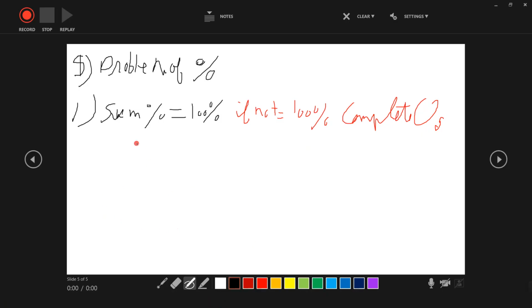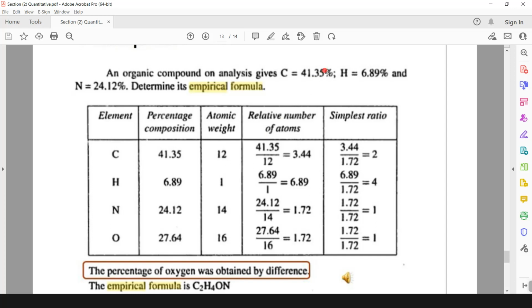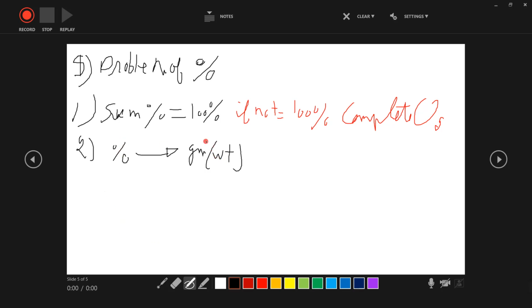Second step, to solve this problem, I will consider that all the percentages are grams or are weight. Okay, remove this percent and put instead of it gram or weight. Okay, so all this percent I will remove it and I will consider it as weight. Okay, so carbon is not 41%, it will be 41 like gram for example, and this will be 7 grams, this will be 24 grams, this will be 27 grams. So very easy step, remove percentage and consider them as grams.